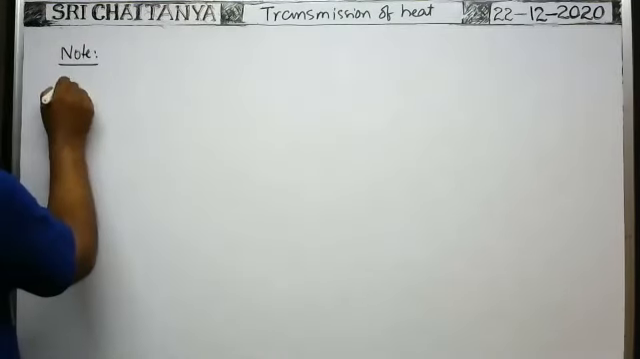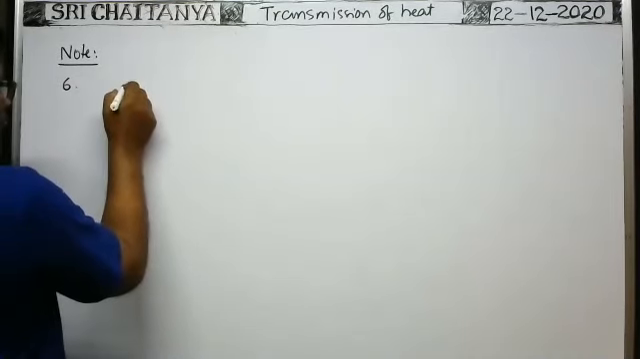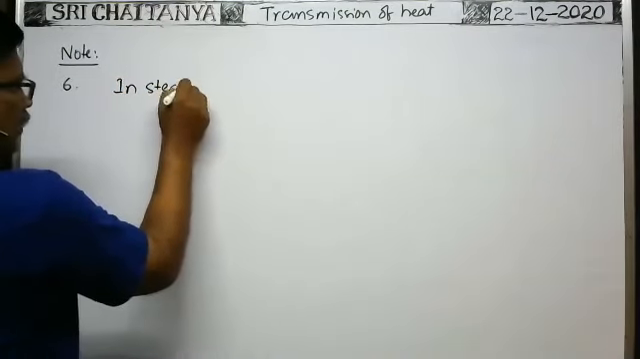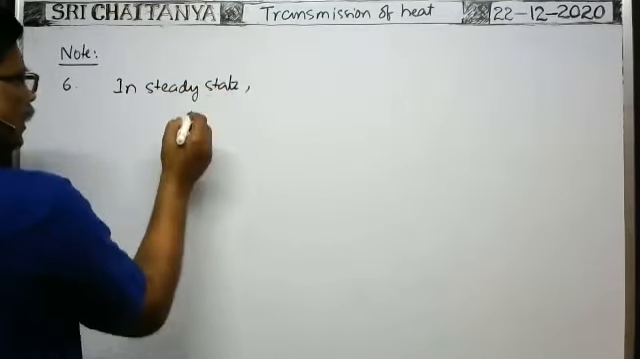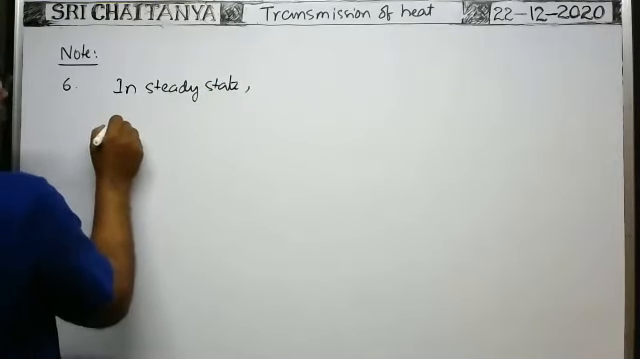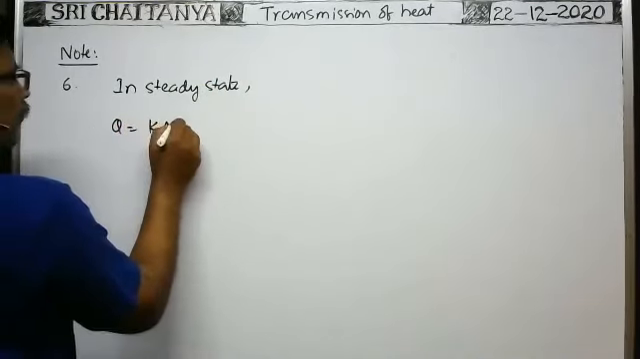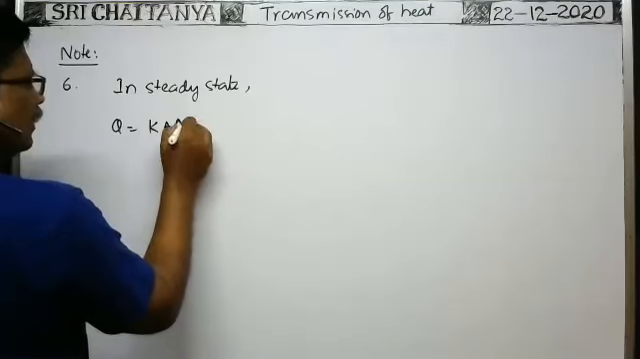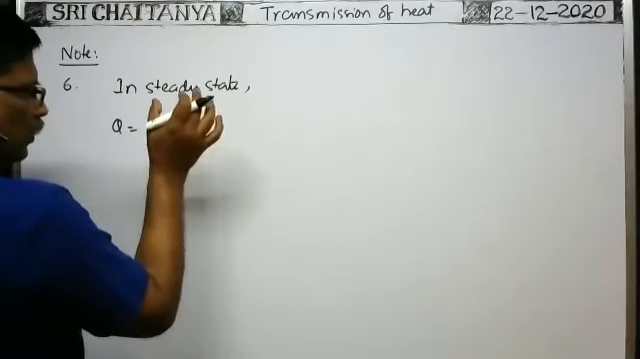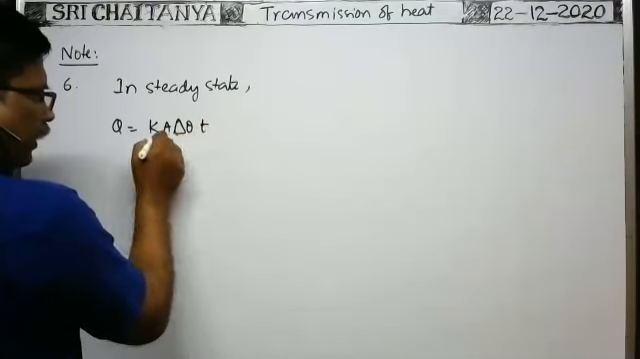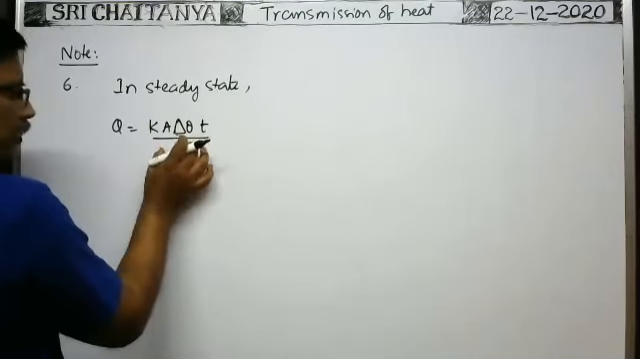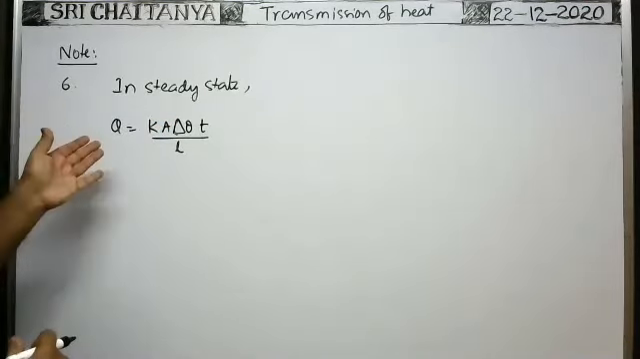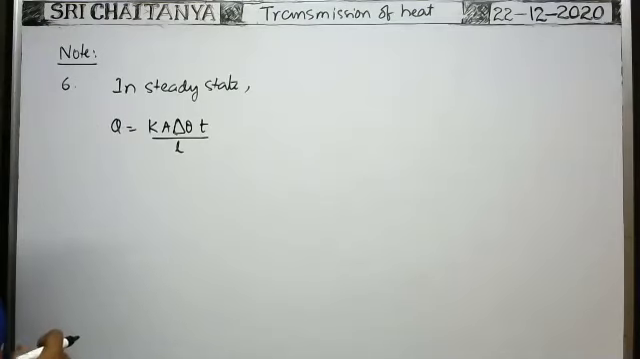Okay, next, the sixth one. The heat energy transmitted through the rod in steady state. In steady state, the heat energy transmitted through a uniform rod is Q equals K A delta theta t by L, where delta theta is the temperature difference between the two ends of the rod, t is the time taken, and L is the length of the rod, or the distance between the two points where the temperature difference is noted. This is the formula for the amount of heat energy transmitted through the rod in steady state.